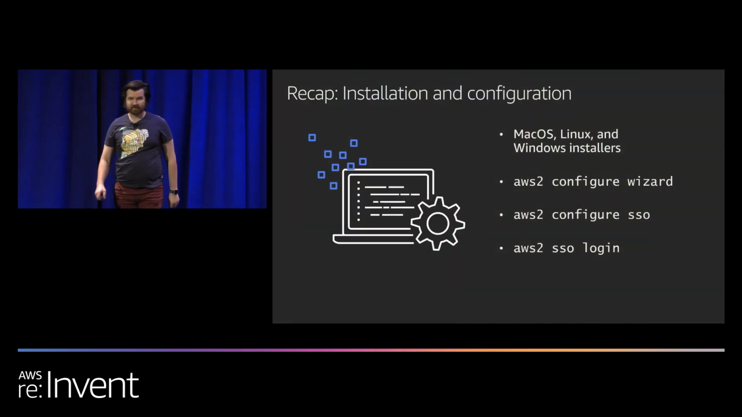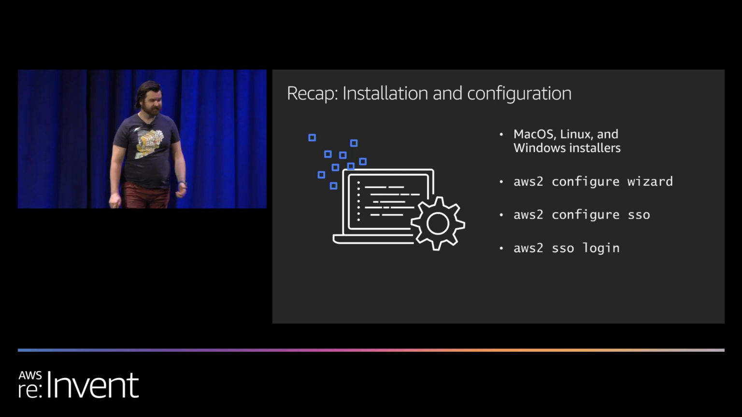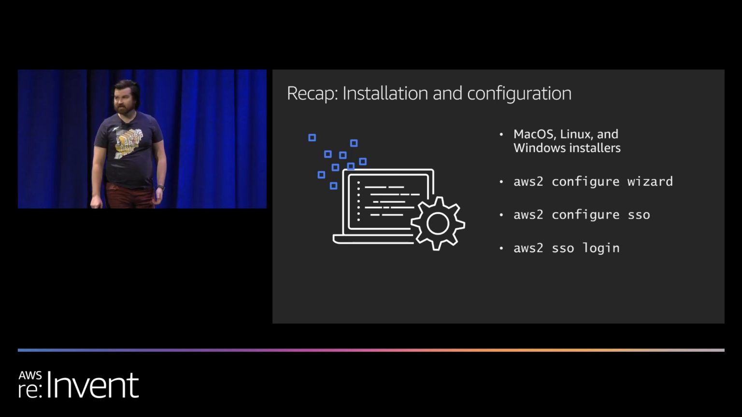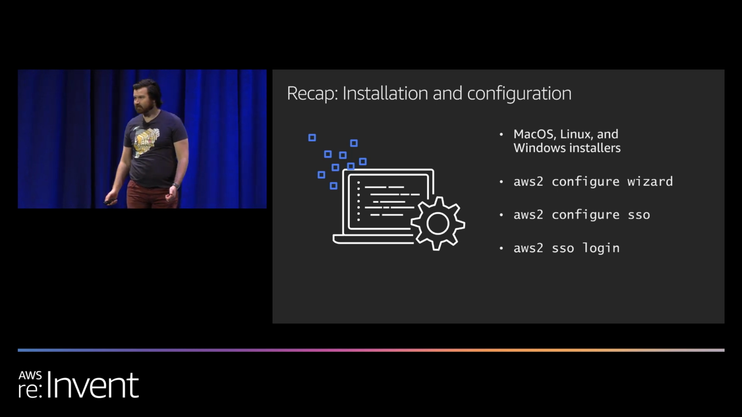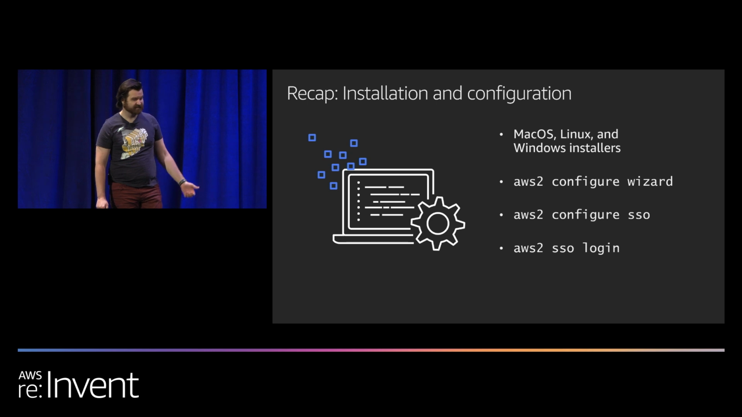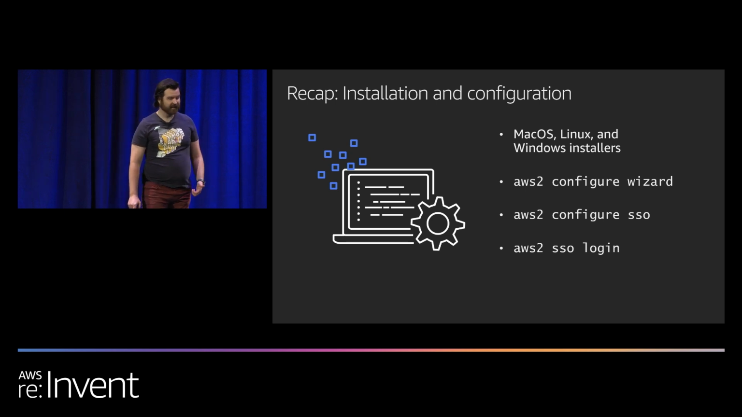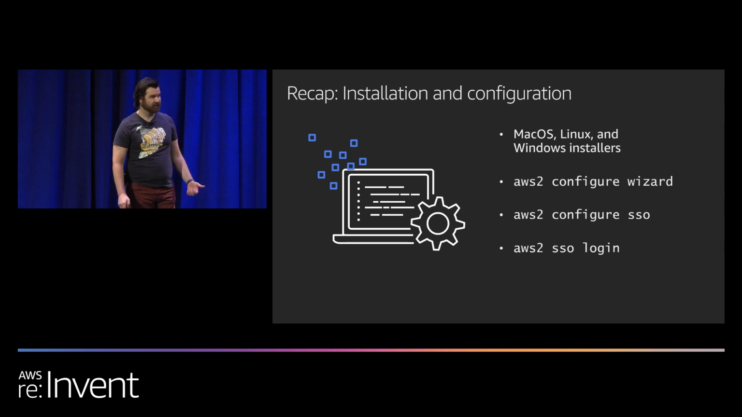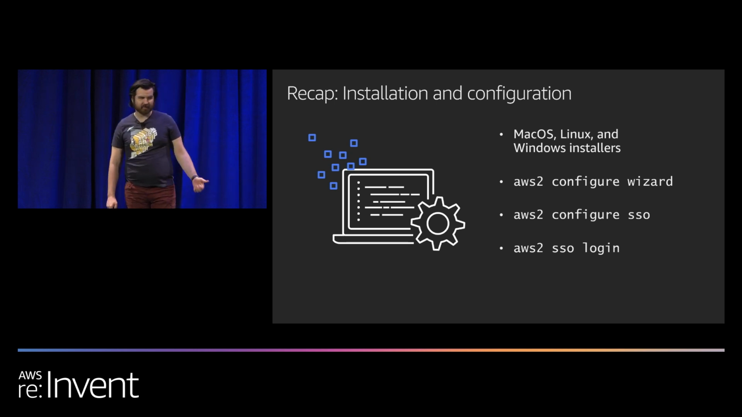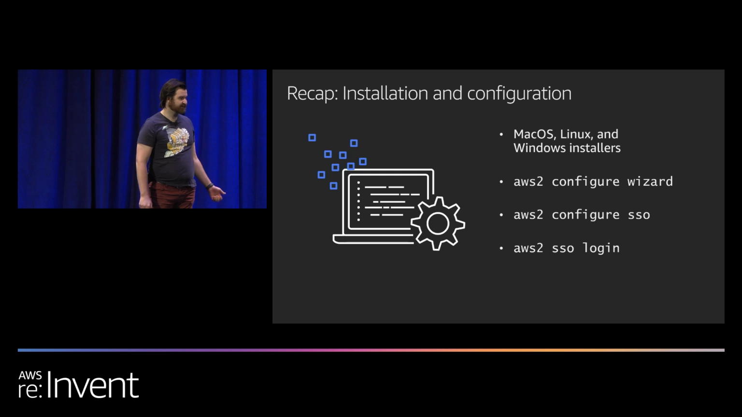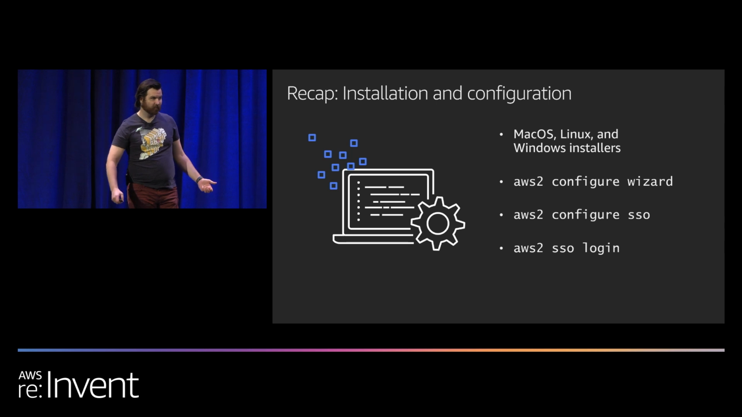Thanks, James. So let's go ahead and recap the new features we've added related to installation and configuration. So we first talked about the new installers we have for v2. We have the executable installer for Mac and Linux, and the Windows MSI installer. We talked about how you can use the configure wizard command to go ahead and help set up your CLI environment. And then James demoed how you can get started using SSO and its configure SSO command to create a profile, and the SSO login to go ahead and sign into the portal and get AWS temporary credentials back.